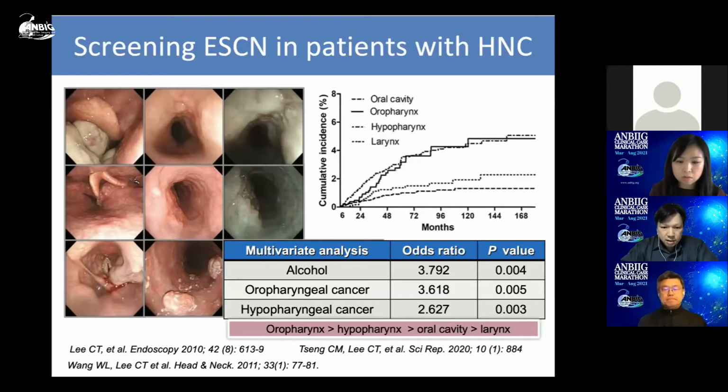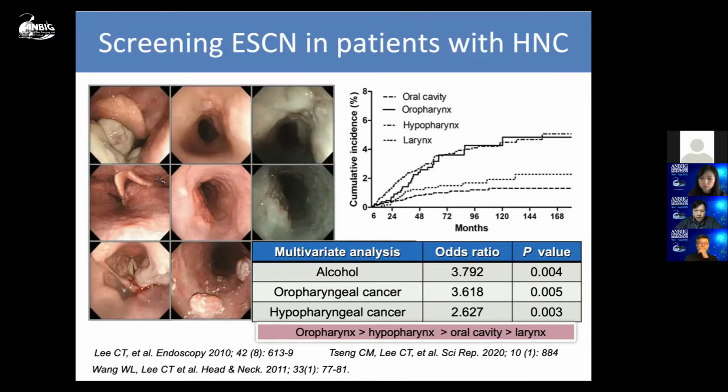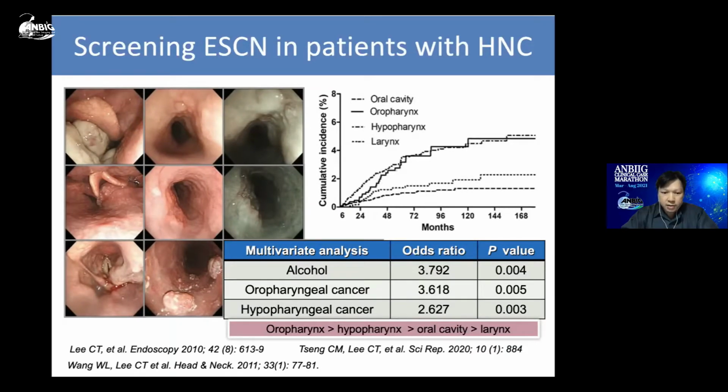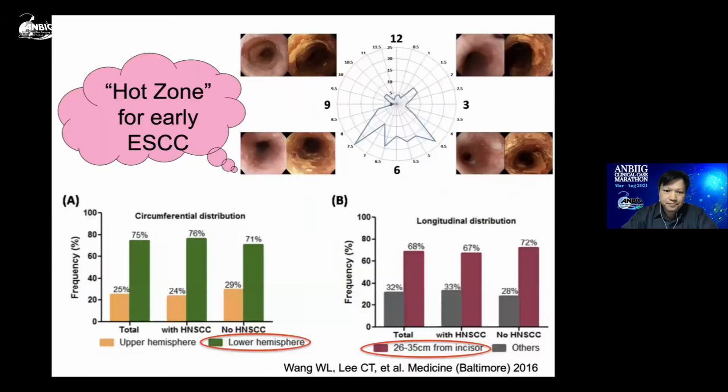Our study in Taiwan has shown that cancer located in the oropharyngeal area and the hypopharyngeal area has a higher risk of developing metachronous esophageal cancers. Our recent nationwide population-based study also shows that even with follow-up of more than 10 years, a patient with head and neck cancer still has a higher risk of developing esophageal cancer.